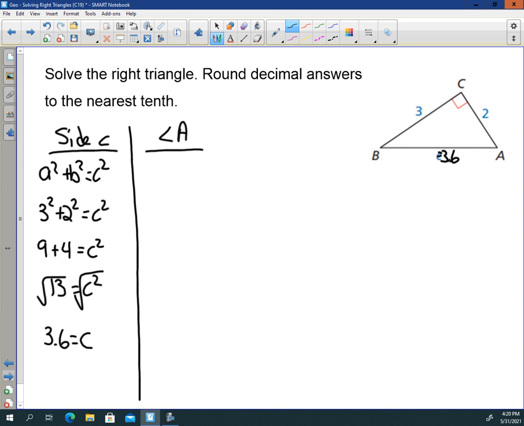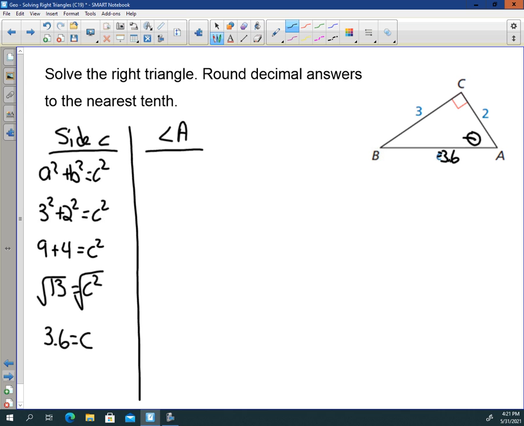Now, in order to find angle A, I need two side lengths, because if you have two side lengths, you can find an angle. This is the angle I'm looking for. Oh, this board is not calibrated, so it's not writing my stuff correctly, but we'll press on. I could choose any two of these sides. I could use the 3 and the 2, the 2 and the 3.6, or the 3.6 and the 3. I could use any two sides to solve for theta, angle A.